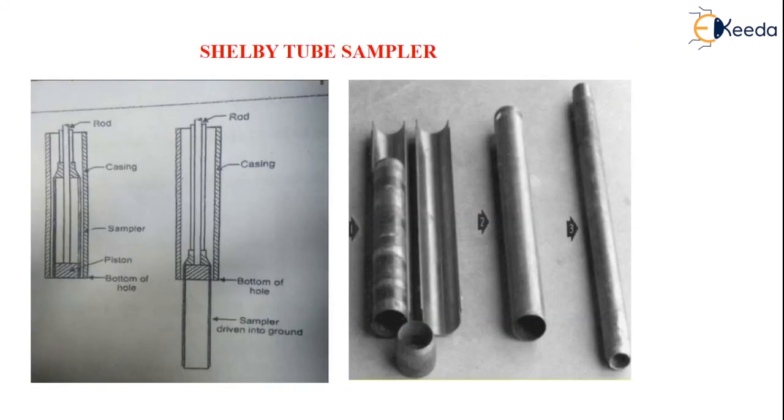See, this is how the shelby tube sampler looks. This is in real. This is the experiment, like in the textbook. This is an image. Here the sampler is driven into the ground. It is a casing, and this rod is pushed for taking the sample.